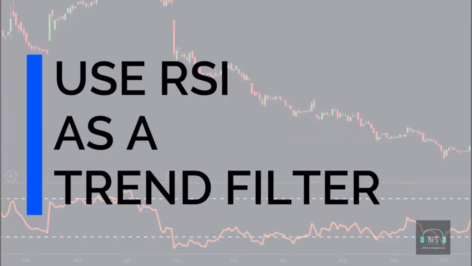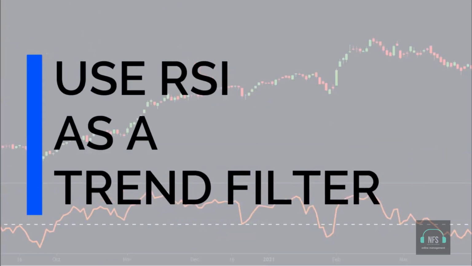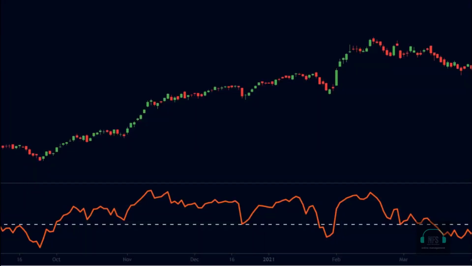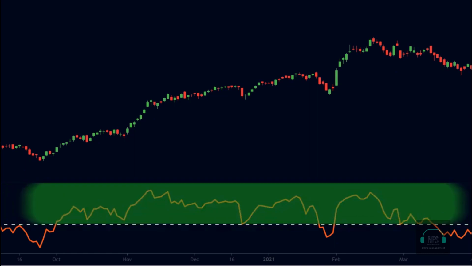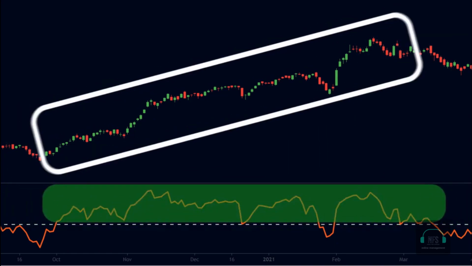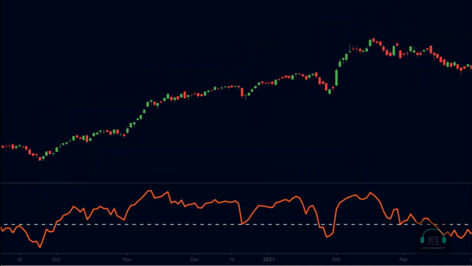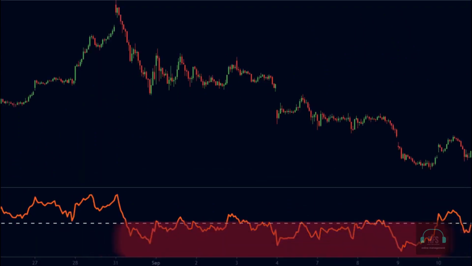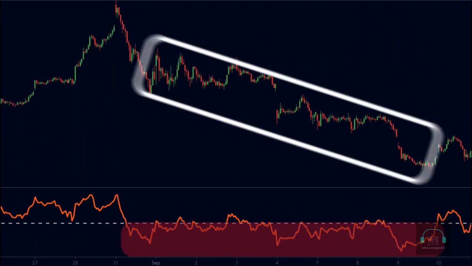We can also use the RSI as a trend filter. This means that when the RSI is above 50, we can say that the market is in an uptrend. And when the RSI is below 50, we can say that the market is in a downtrend.